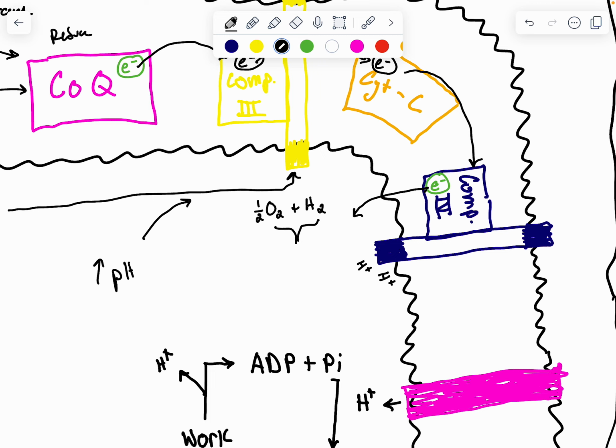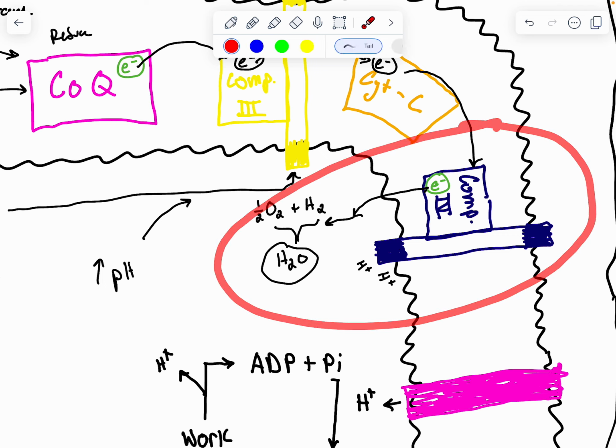But as soon as complex 4 is able to get these electrons, complex 4 is able to initiate the creation of H2O through bringing these electrons down here into this little conjunction or reaction. And as a result, we are able to make H2O in this step. If you guys are to correlate anything, correlate complex 4 with H2O creation.